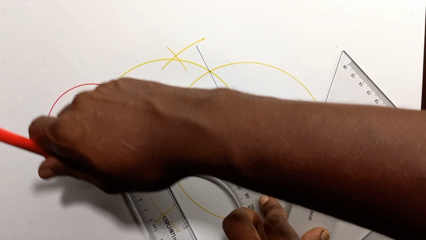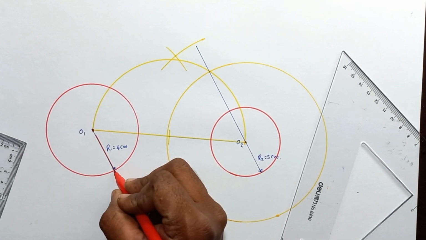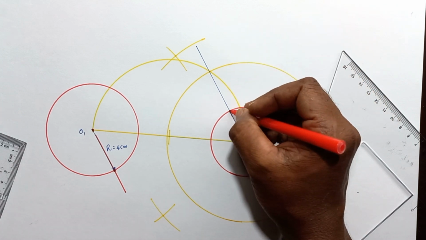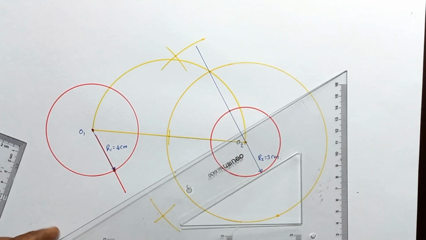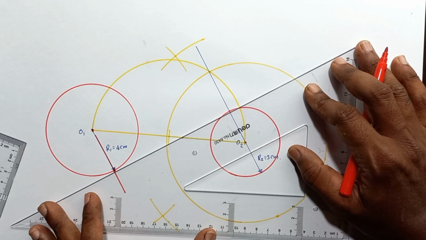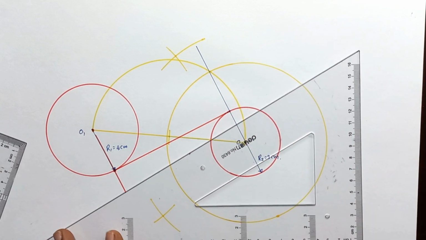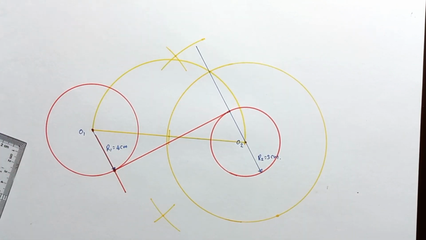Draw a line. This is one of the tangent points, then the other tangent point. Then let's join these 2 points. This is the transverse common tangent to the two given circles.